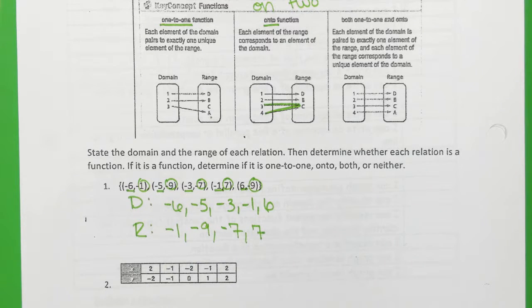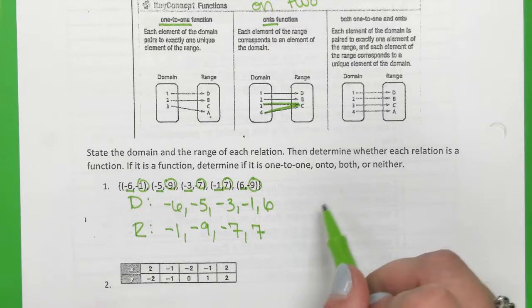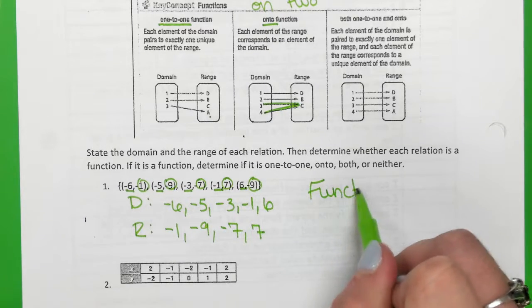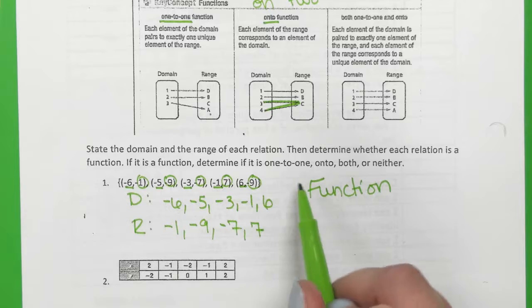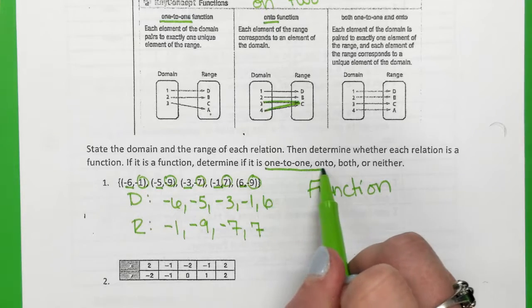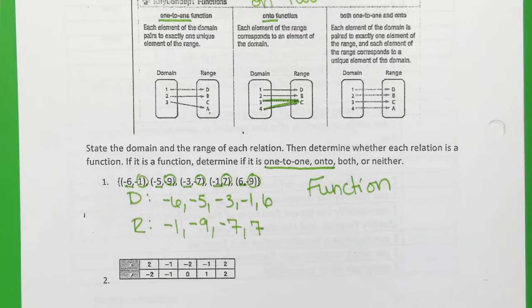Okay, so then it says determine if the relation is a function. Function or not a function? Yes, it is a function. Please write the word function and not yes or no, okay? All right, is it 1-to-1 or is it onto? Those are the only two that we're going to deal with right now. 1-to-1 or onto. It is onto, right?